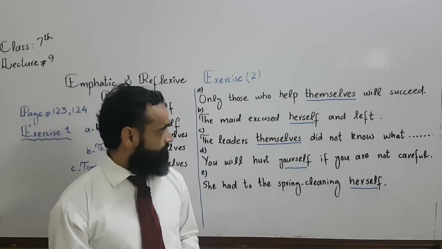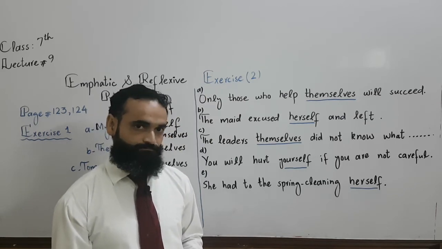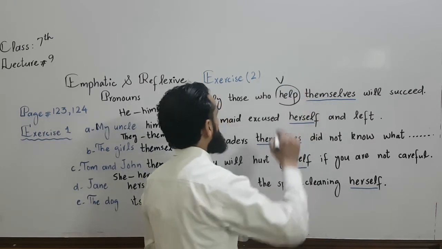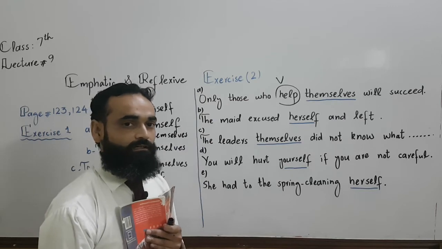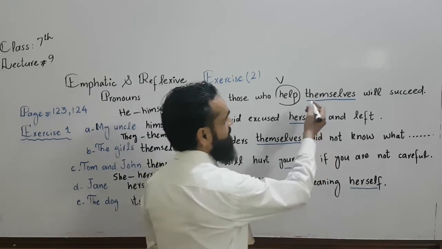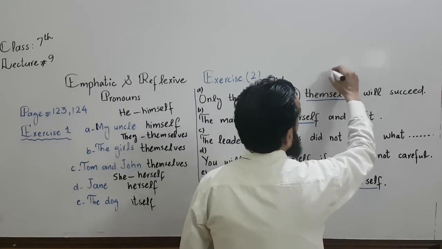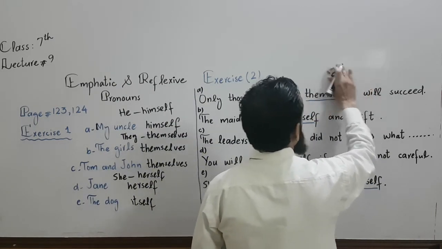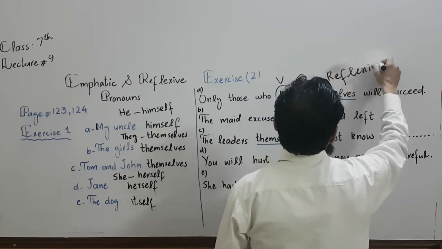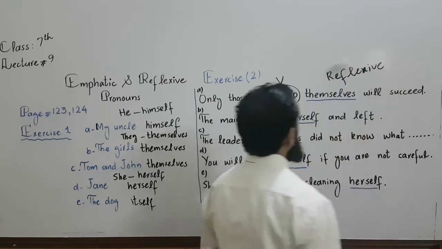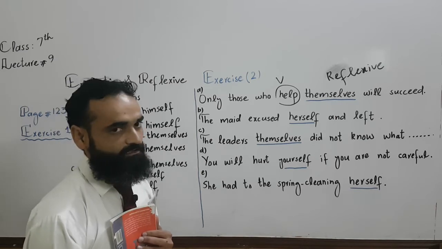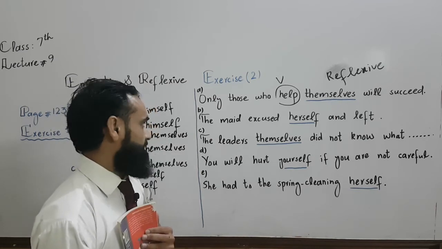Now I am going to tell you, if in a sentence there is a verb before the self pronoun, as you may see in sentence A, help is a verb, then this pronoun will become, sorry for that, reflexive pronoun. So you will write reflexive or capital R in front of option A.